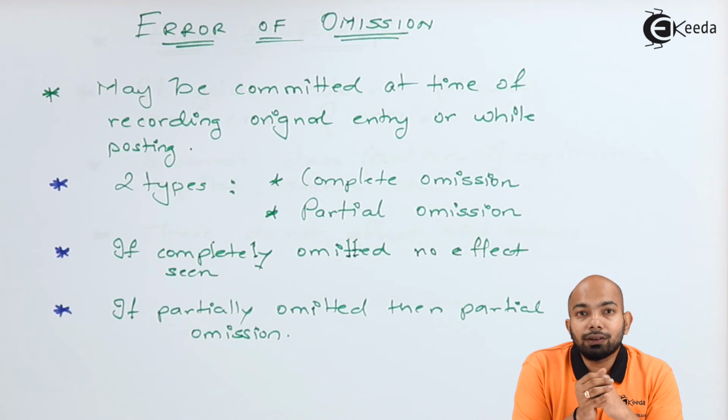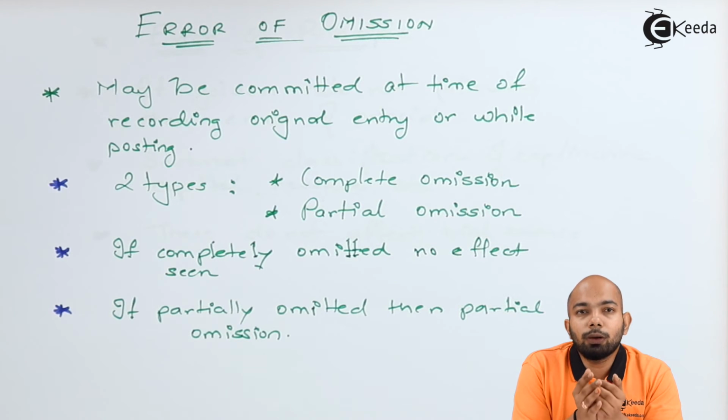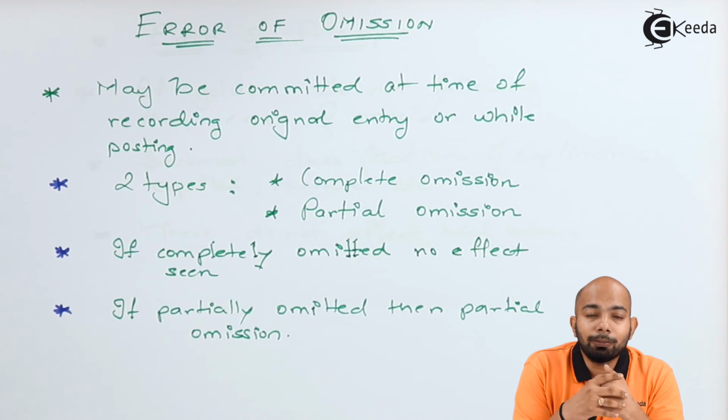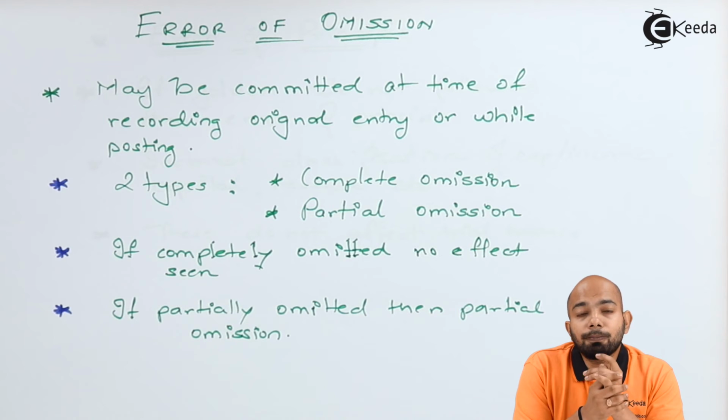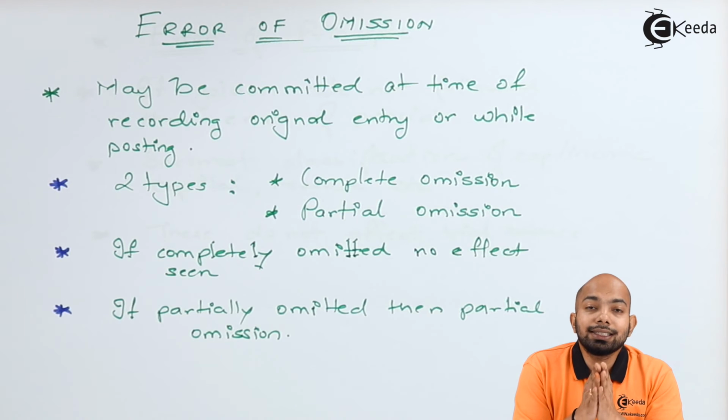Now, which of these affect trial balance? Error of complete omission will not affect your trial balance because you didn't give that journal entry at all. You didn't post that transaction into the ledgers, into the trial balance at all. Hence, that error will not be shown or reflected in trial balance, and it doesn't affect the totaling of trial balance. However, if a partial omission error has been committed, in such cases, yes, the trial balance will be affected.